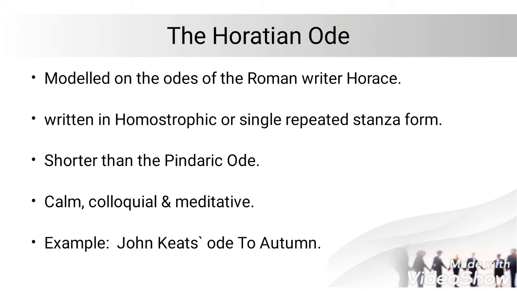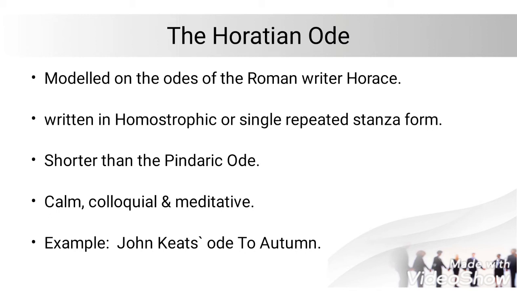The Horatian ode was originally modeled on the odes of the Roman writer Horace. That's why it is called the Horatian ode. It is written in homostrophic form. Homostrophic means a single repeated stanza form. So please do not get confused. Here a single stanza form is repeated again and again. That is why it is called homostrophic form.